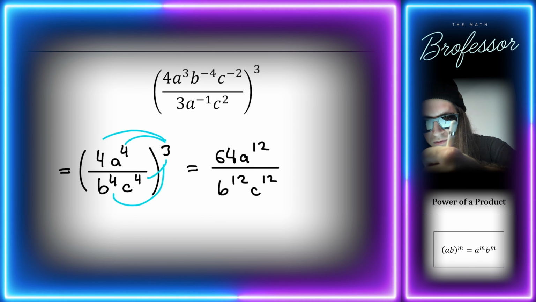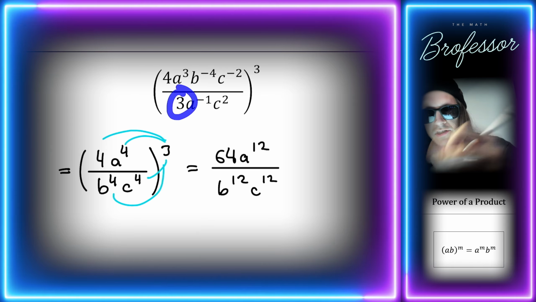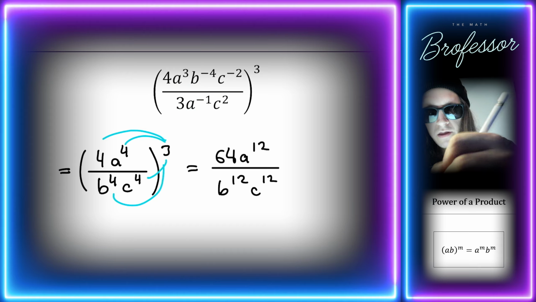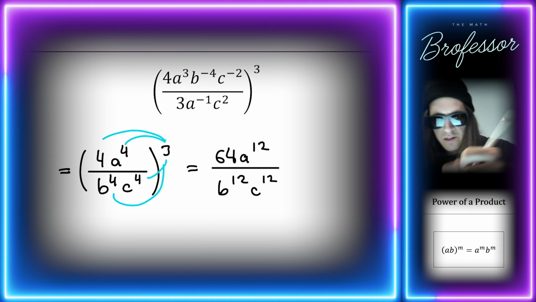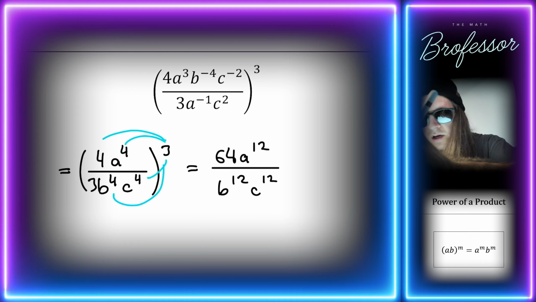Oh, and I totally, wow. I just realized I totally ditched this 3 right here. I ignored it completely. So let's squeeze that in. There would be a 3 right there. And 3 to the third power, you need to do that as well. Nope, I want blue. Oh my goodness. Give me blue. There we go.